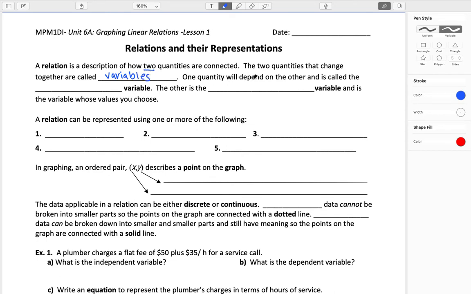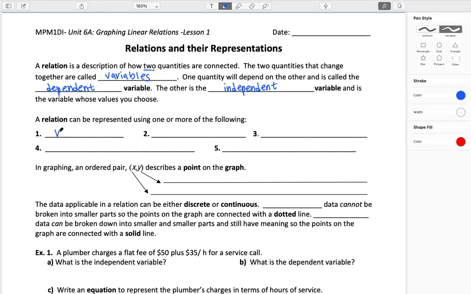And one quantity that will depend on the other is called a dependent variable. So it's dependent on another one. And the other is called an independent variable, and it's a variable whose values you choose. So it's pretty much independent of any other variables. Okay, so it has its own numbers.